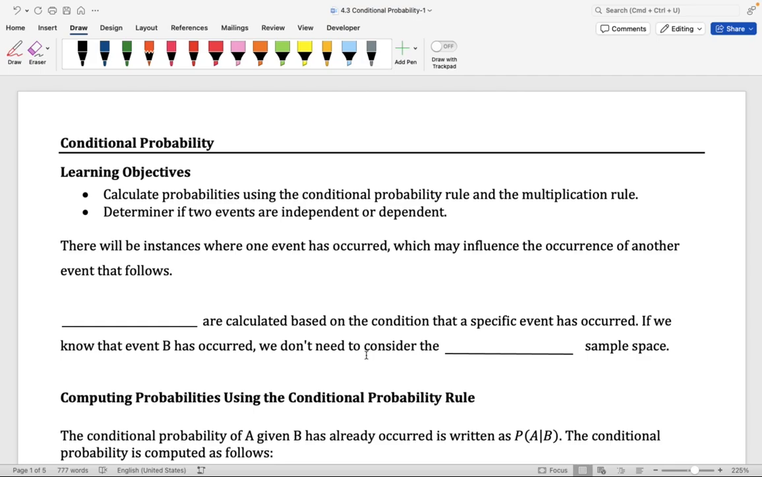Again, after this lesson, you're going to have a total of 4 rules: the addition rule, the complement rule, the conditional probability rule, and the multiplication rule. Let's get started with the conditional probability rule.